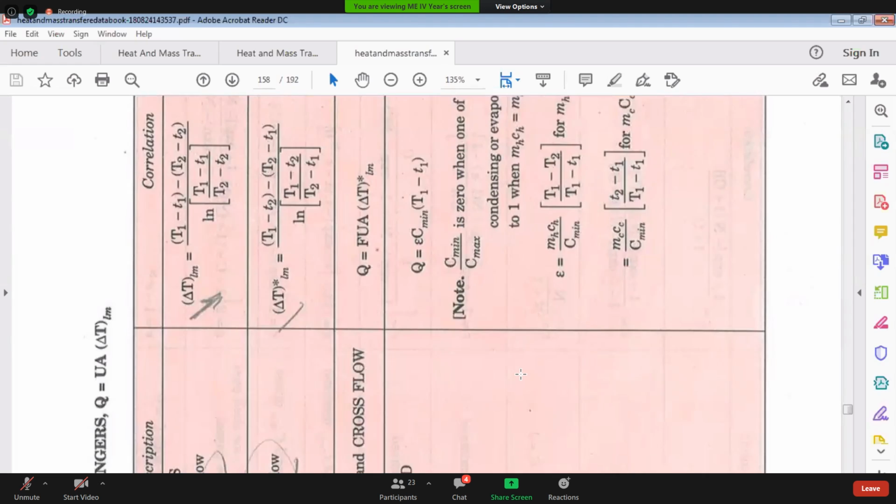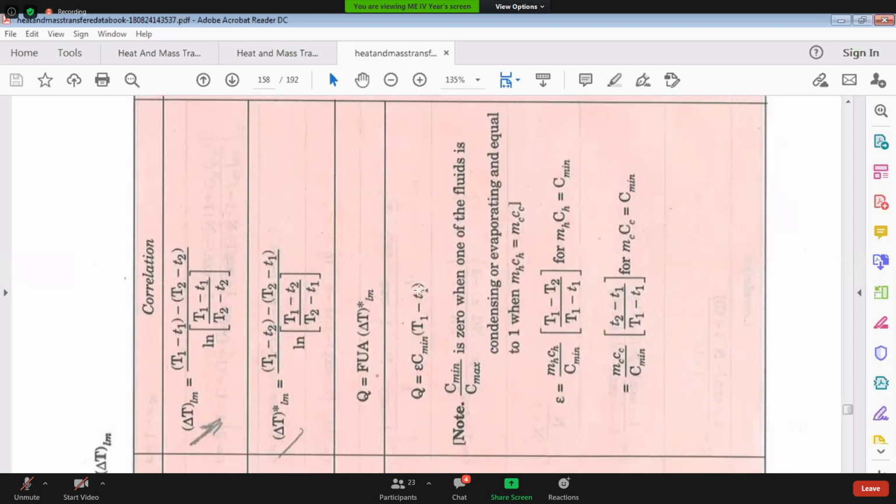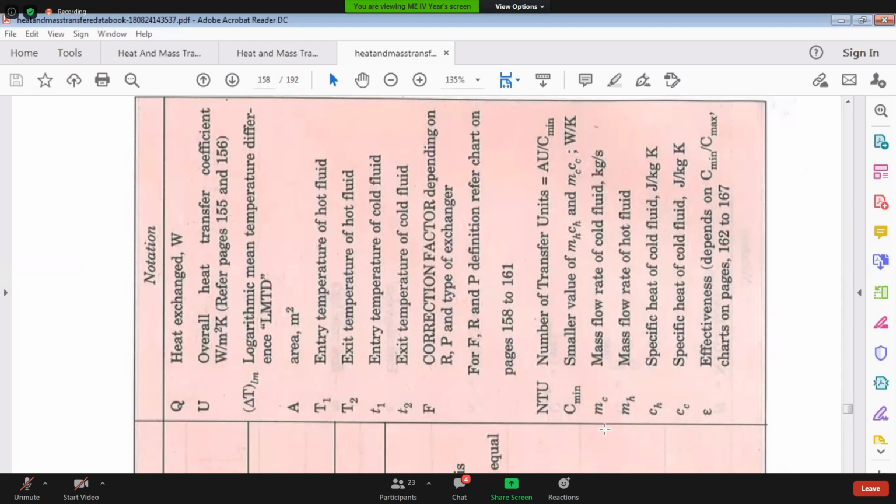Next, in the case of NTU, Q is equal to effectiveness into C minimum into TH1 minus TC1. The meaning is, this is TH1, this is TC1, C minimum. Is there the same equation we can see? Here C minimum by C maximum is 0 when one of the fluids is condensing or evaporating. For evaporation and these things it has been given, right? So you can see each and every terminology will be given: NTU, C minimum, mC, mH, CH, CC, epsilon, everything.